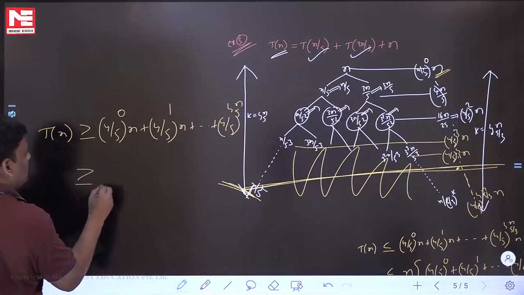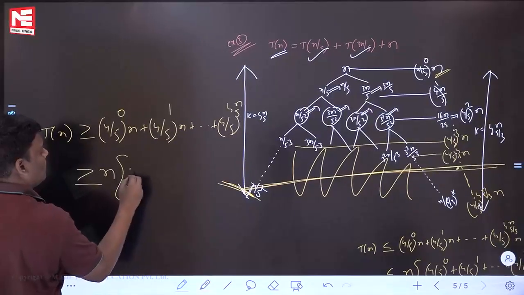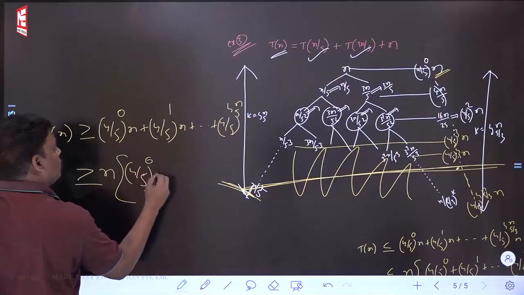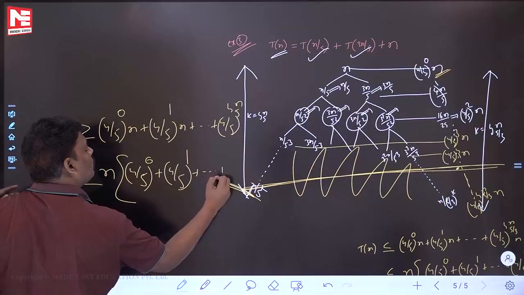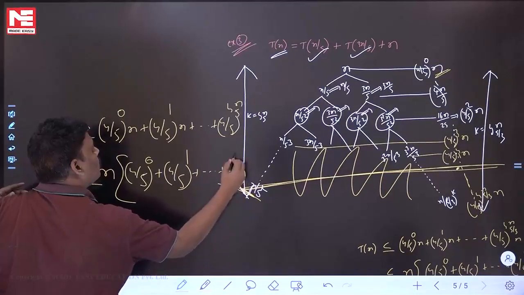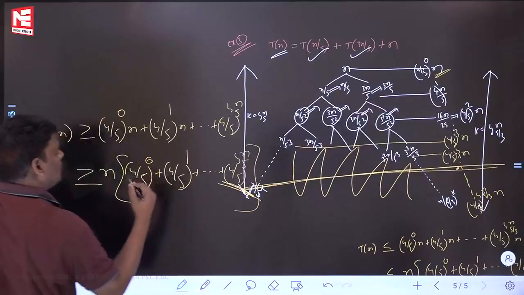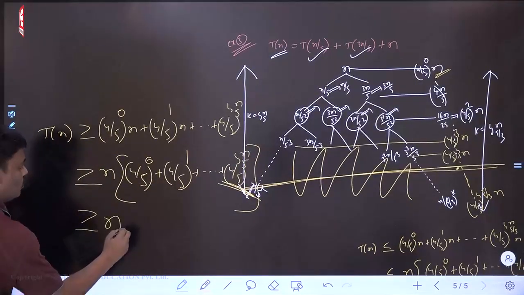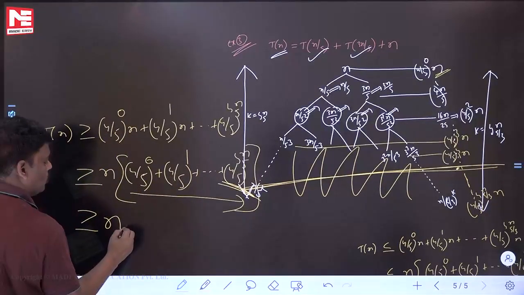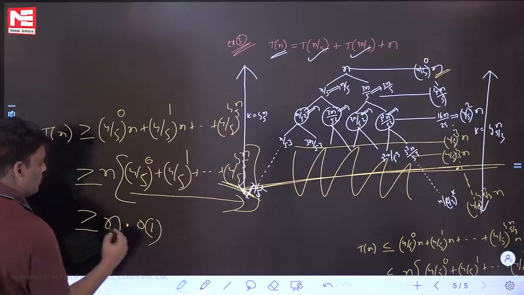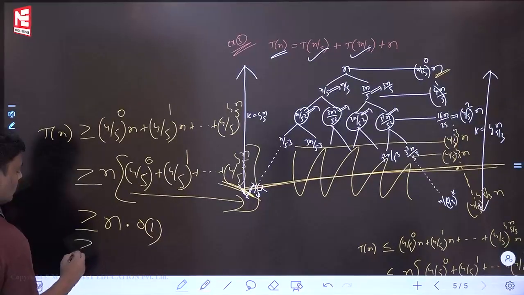This will go to greater than or equal to n common. Remaining 4 by 5 whole power 0, 4 by 5 whole power 1, and so on. Lastly 4 by 5 whole power log n base 5, right? Greater than or equal to some n into everyone now. It is also a GP series, right? R value less than 1. If you want, you can calculate, you will get a constant. Finally, it is going to be what, the answer? Greater than or equal to n.